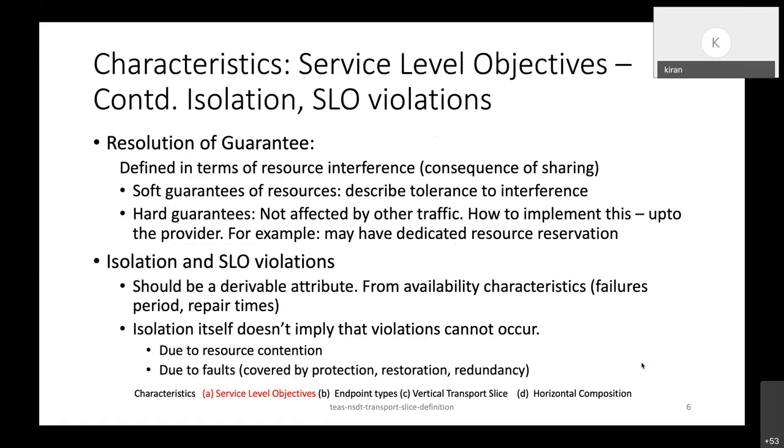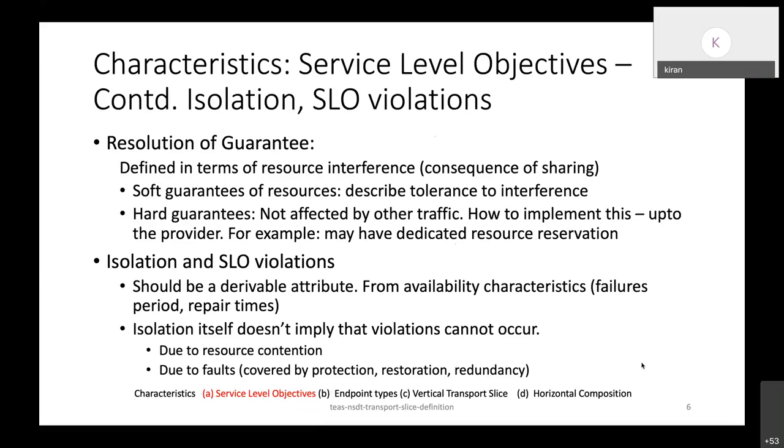And there was a lot of discussion on the isolation that some people wanted. It should be a top level SLO, but we didn't feel very comfortable because it's very hard to define what isolation is going to be for a particular SLO. So we came up with a term called resolution of guarantee. In this, we talk about soft guarantees and hard guarantees. For example, hard guarantee will mean that you have dedicated the resource or dedicated allocation for that particular SLO. That could be bandwidth or latency or a link itself, physical link itself. And soft will be more virtualization, that you're still sharing resources with other slices or other aspects of the network.